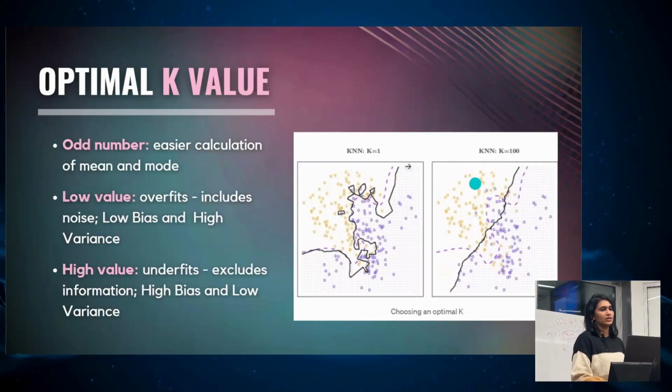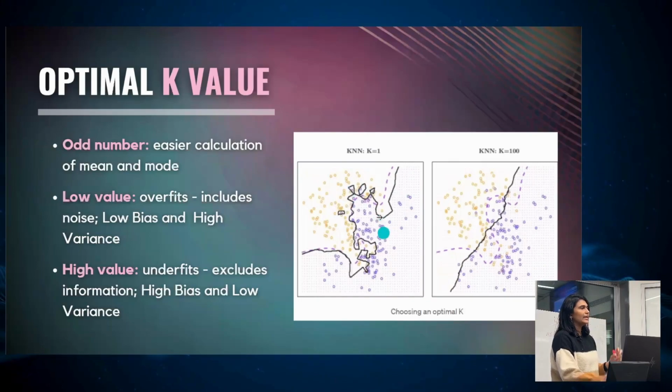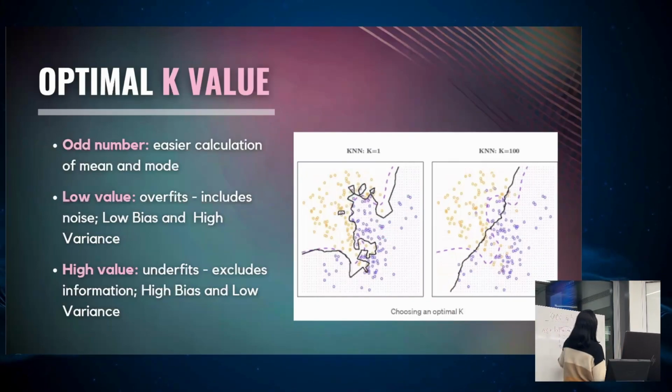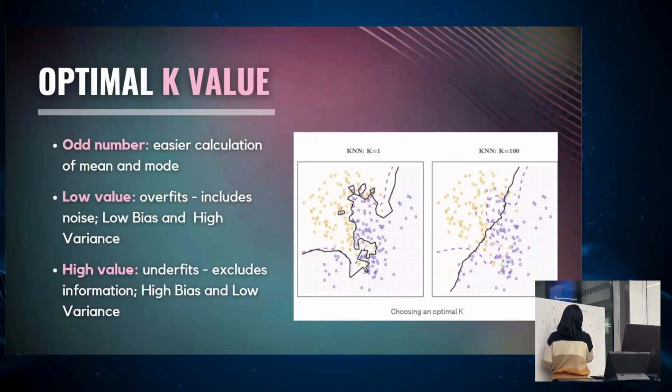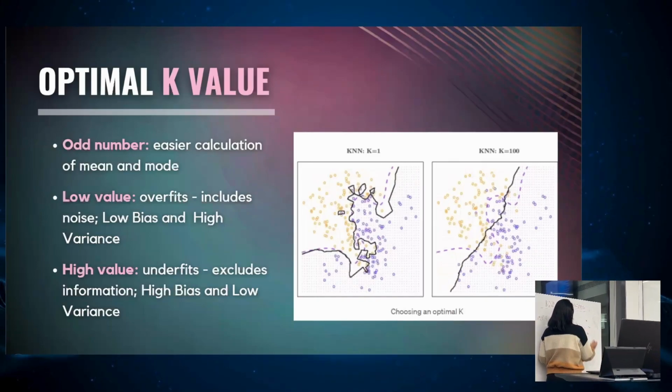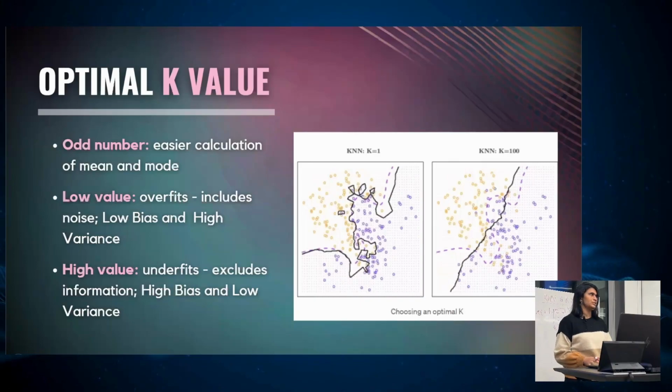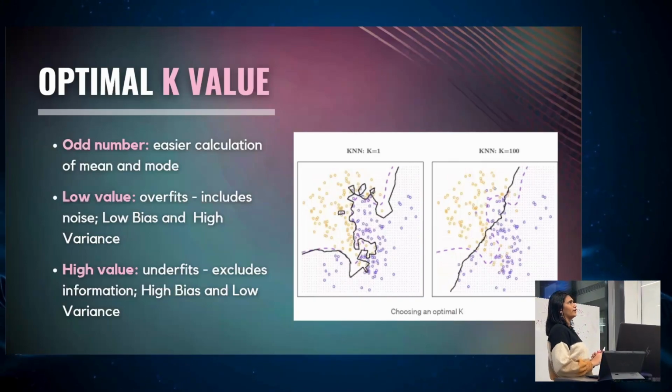So that's one thing. The next thing is, if you keep the value of k very low, as you can see here, it overfits the data. It includes all the noise into the data. Let's say, for example, take this point. These are points, and these can be noise as well. If you try to fit a model to it, it learns all these noises also. So that becomes very clumsy.